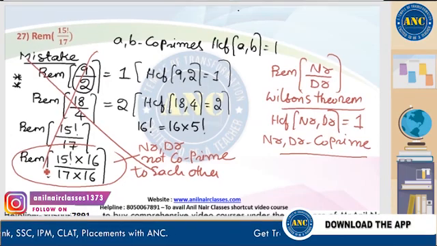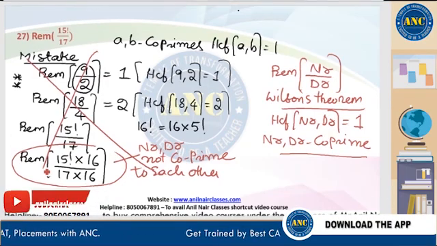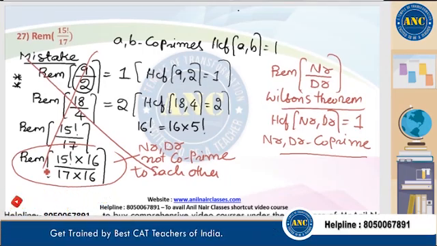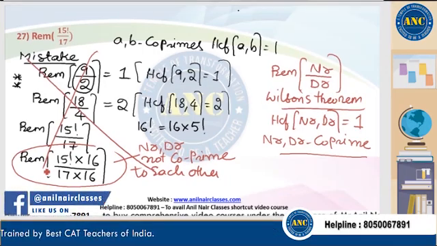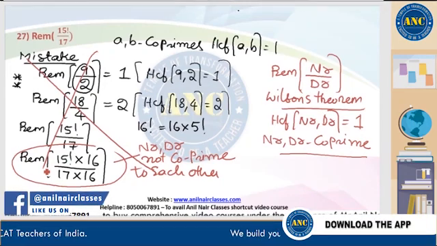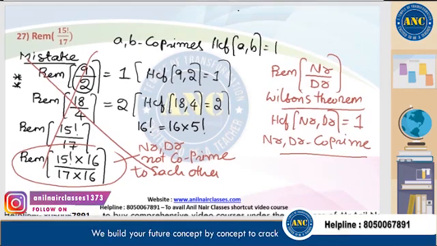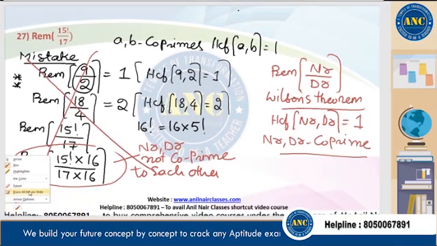Wilson's theorem is applied when the numerator and denominator are co-prime to each other. If they are not co-prime to each other, make them co-prime and try to solve. So don't do this. First I will tell you the method. I hope it is clear.